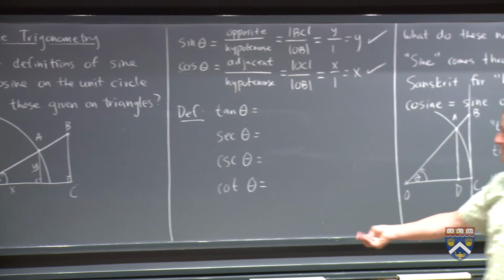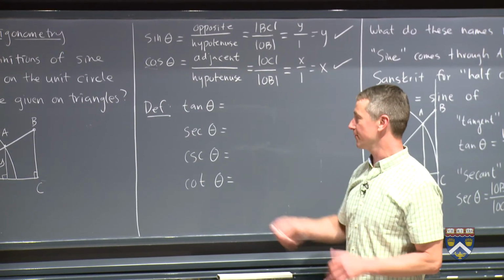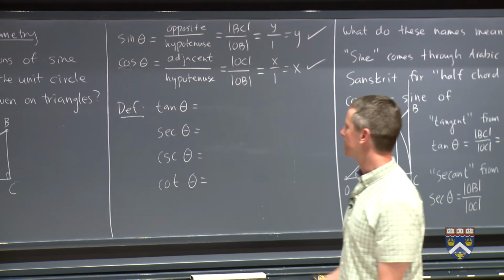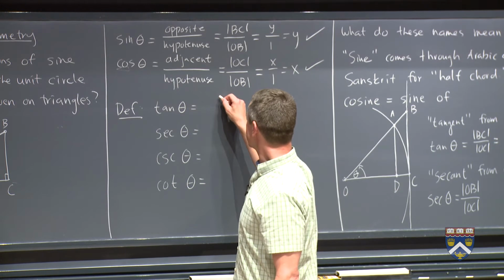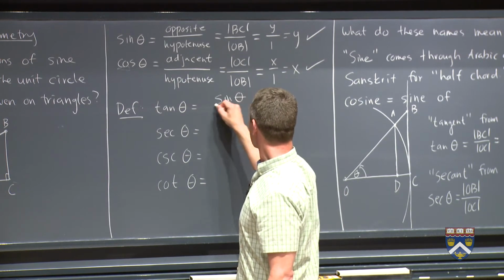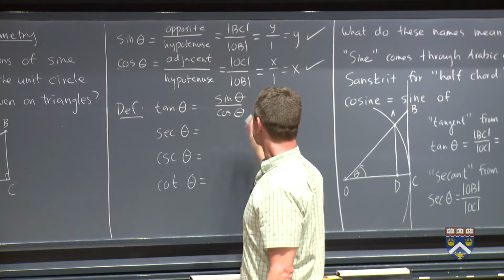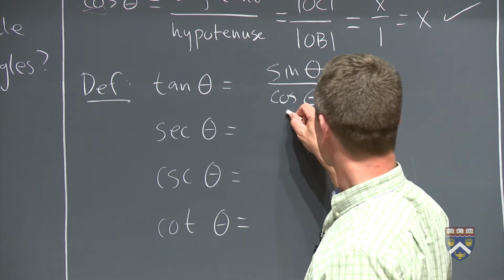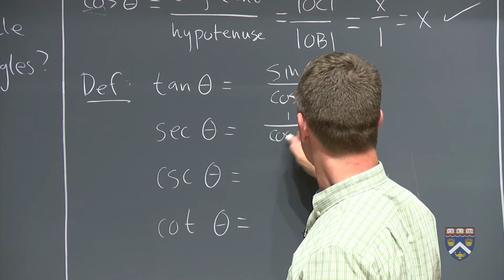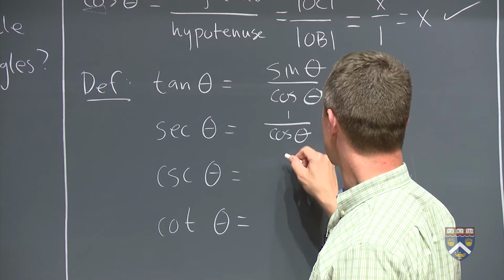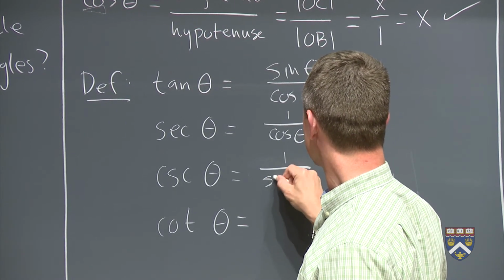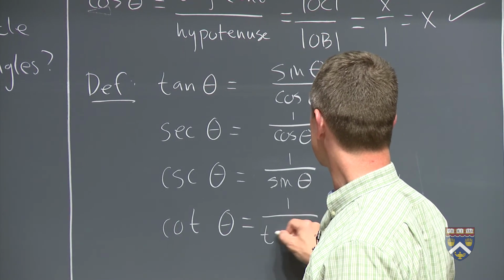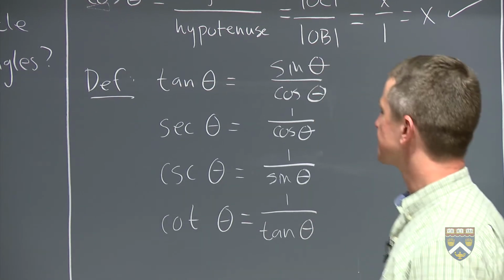There are 4 more trig functions that come up that we should know. We will definitely be seeing tangent and secant again. We probably won't be seeing these, but I'm going to put them in there for the sake of completeness anyway. Tangent is sine of theta over cosine of theta. Secant is 1 over cosine theta. Cosecant is 1 over sine of theta. Cotangent is 1 over tangent of theta. So these are good to know.